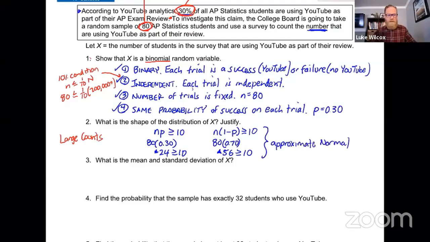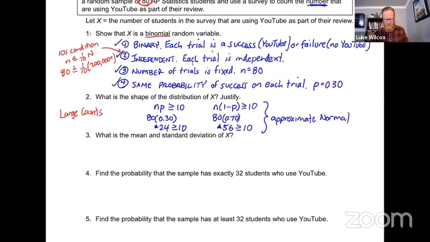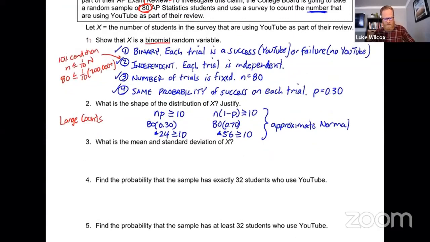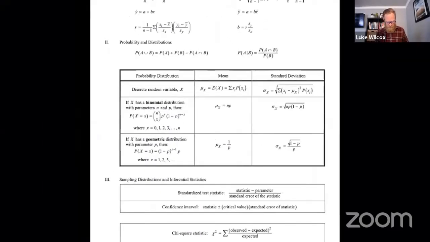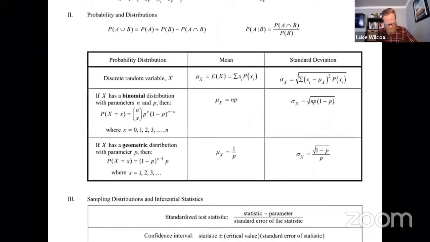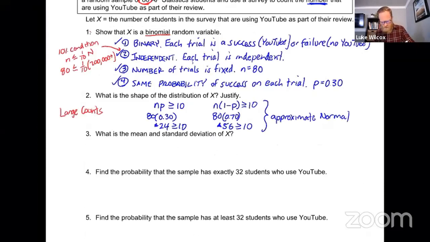Okay, next we're going to move into the mean and the standard deviation of a binomial random variable. And I'm going to give you a little bit of a hint here. On the formula sheet, which you will be allowed access to on the AP exam, there is a section of the formula sheet that you can see right here, shows you everything that you need to know for a binomial distribution, including the formula for the mean of a binomial distribution and the formula for the standard deviation of a binomial distribution. So let's go ahead and record that in our activity here.